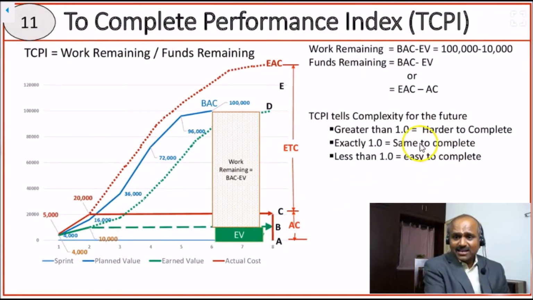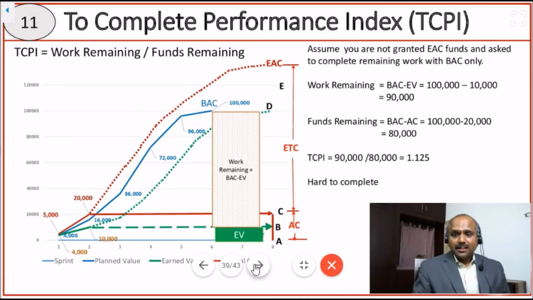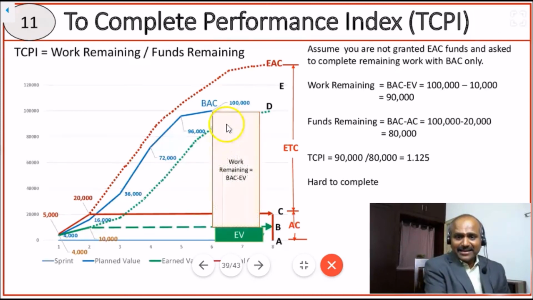If it is greater than 1, it is hard to complete. If it's exactly 1, it's the same complexity, whatever complexity we are experiencing so far. If it is less than 1, it is easy to complete. In our example, we have seen that the management is granting only BAC. It's not going to grant our estimated completion of $200,000. If that is the context, work remaining is $90,000.